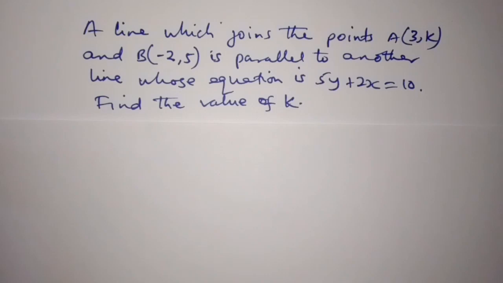A line which joins the points A, 3k, and B, negative 2, 5, is parallel to another line whose equation is 5y plus 2x is equal to 10. Find the value of k.